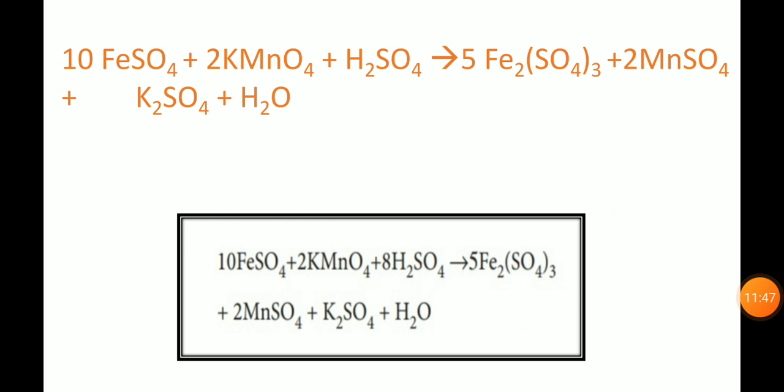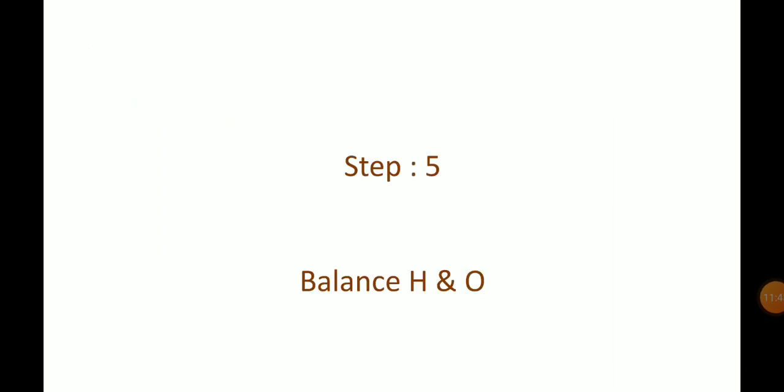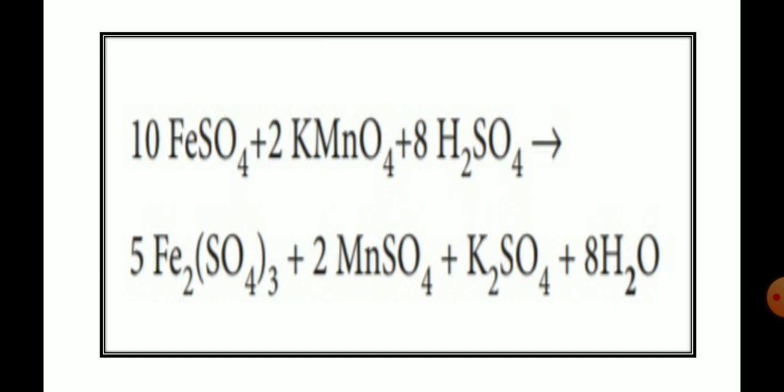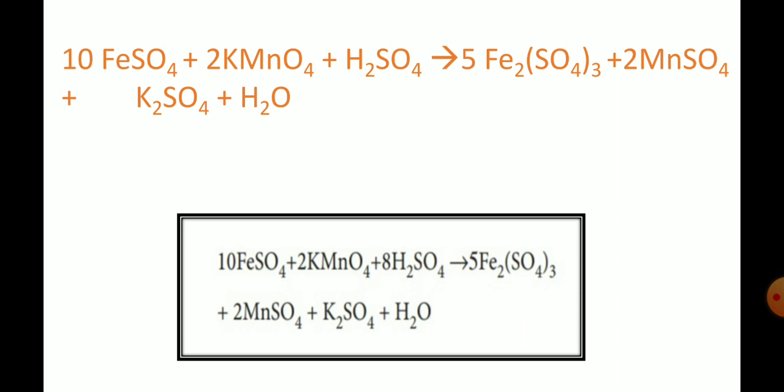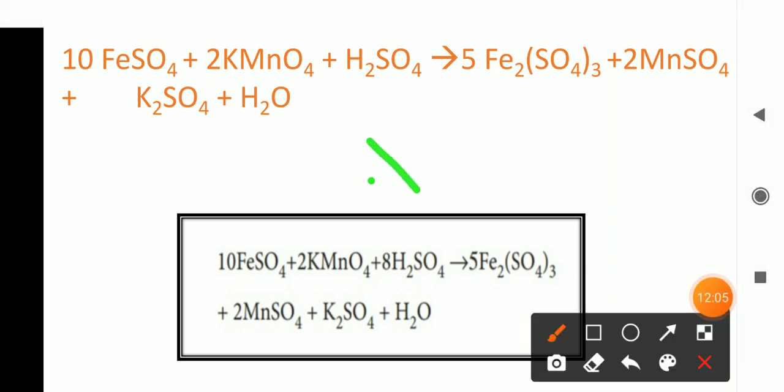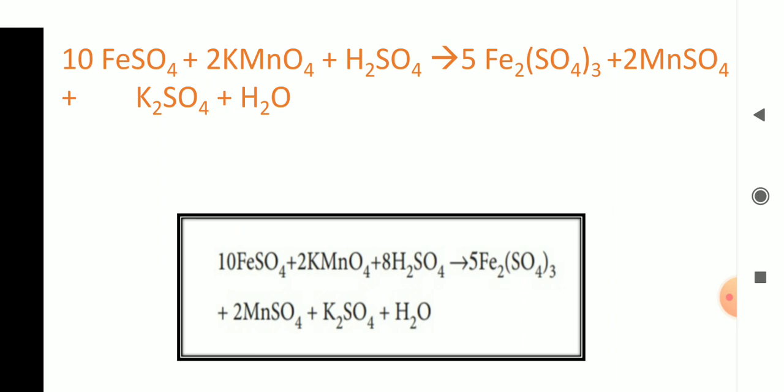Then let us see step number 5. Step number 5 is to balance hydrogen and oxygen. So take the equation obtained from step number 4. This is the equation we have got from step number 4. Count the number of oxygens. How many oxygens do we have on the reactant side? 4 into 10, 40. Then 4 into 2, 8, 48. Sorry, let us balance the hydrogen first, then let us balance the oxygen.